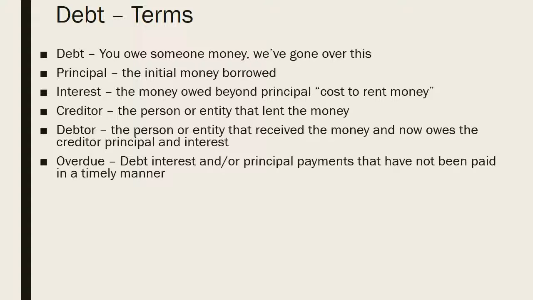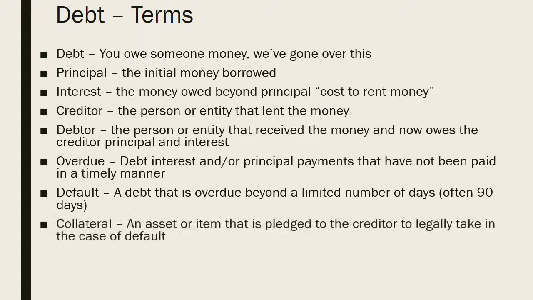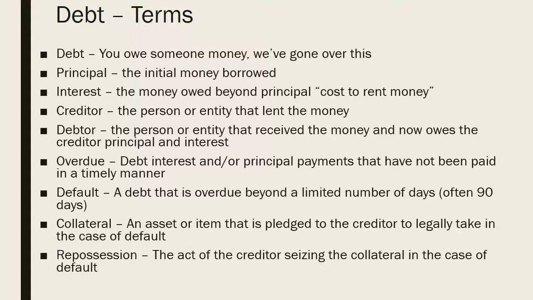When a payment is overdue, it means you had an obligation to make a payment on a certain day, and then that payment did not occur. Default is when debt is overdue beyond a certain number of days. 90 days is kind of the default, for lack of a better term, pun intended. A couple more terms. One is collateral. Collateral is something that the creditor gets to take in the case of default. And finally, repossession is the act of when the creditor actually seizes this. So the creditor repossesses the collateral.